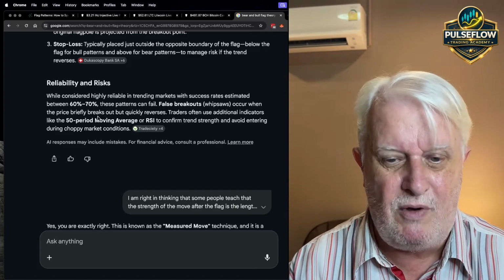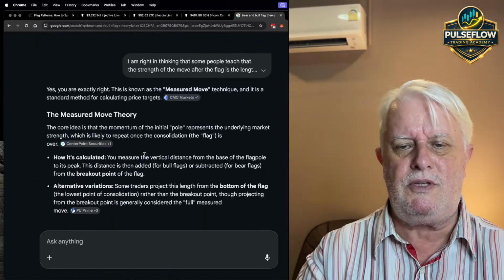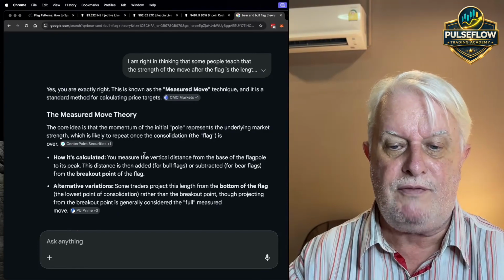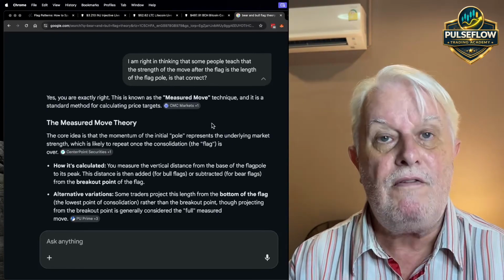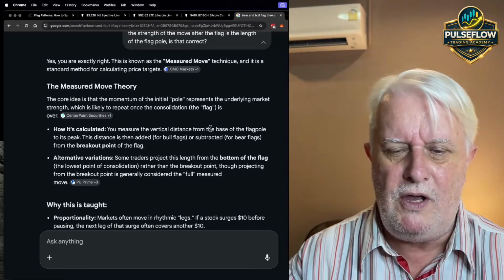That's the claim, right? I put here, am I right in thinking that some people teach the strength of the move after the flag is the length of the flagpole? Yes, the measured move. This is what I was talking about earlier, right?